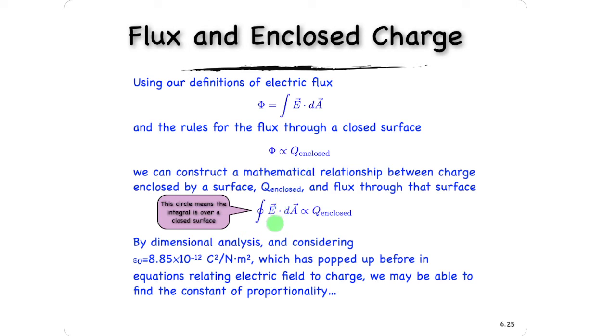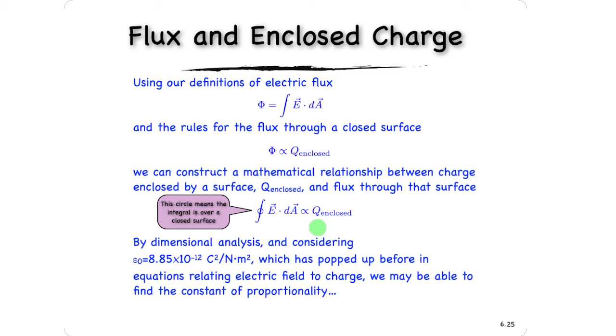And when we write this out, let's use this definition up here to say that the integral of E dot dA, that's the electric flux, is proportional to the charge enclosed. And I put this little circle around my integral. That's a symbol that means we're integrating around a closed surface. And it has to be closed because we're talking about the enclosed charge. What does it mean to have enclosed charge if your surface doesn't enclose some volume?